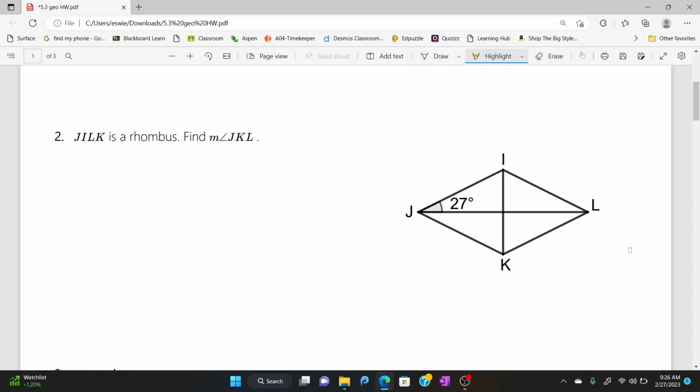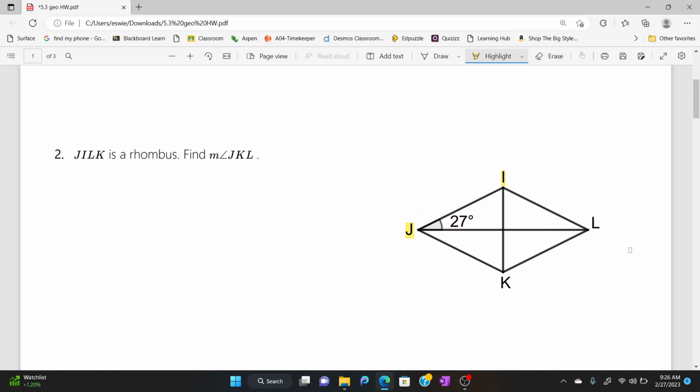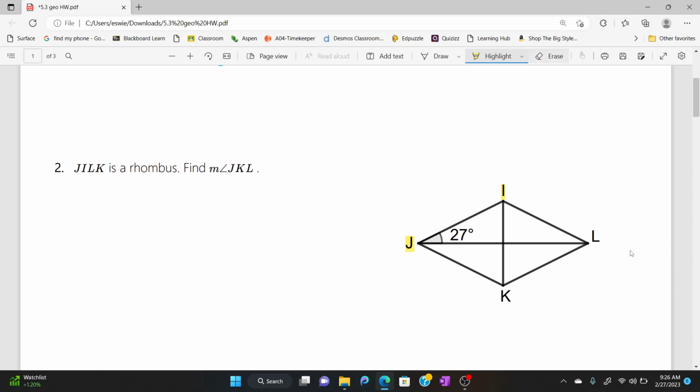In a rhombus, the diagonals bisect each angle. In other words, this diagonal here will cut this angle in half. So if half of it's 27, the other half is 27. We can now figure out the measure of angle IJK by adding 27 plus 27, which is 54.